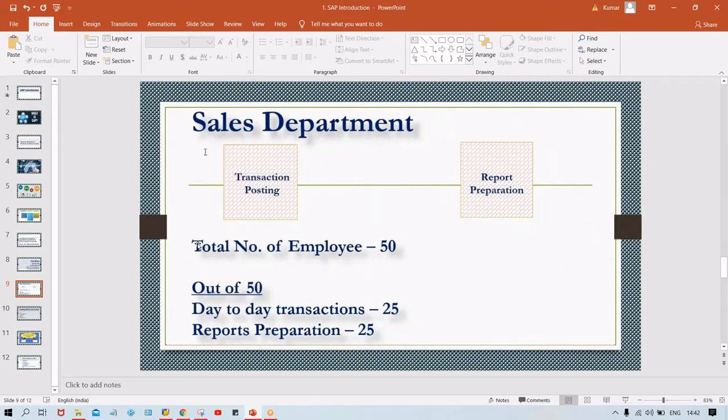A report could be anything. What is the monthly sales, what is the quarterly sales, what is the half yearly sales, and various customer aging reports.